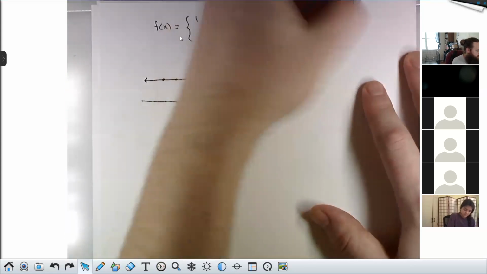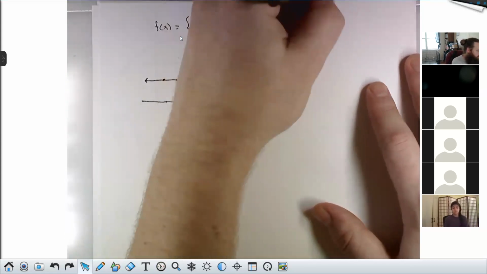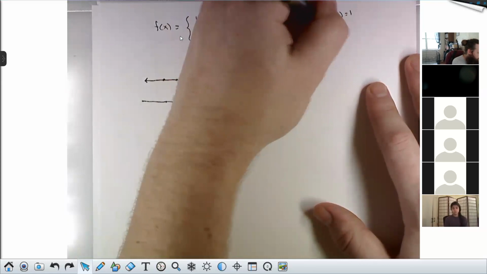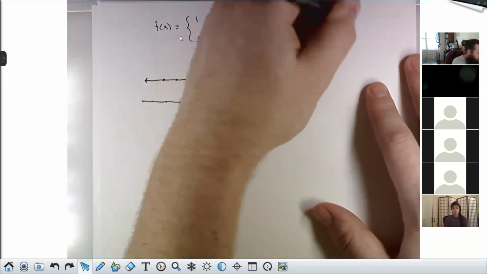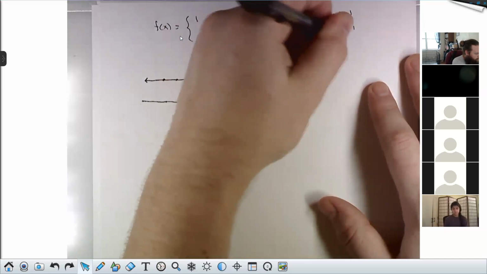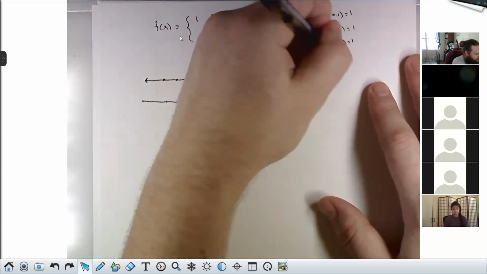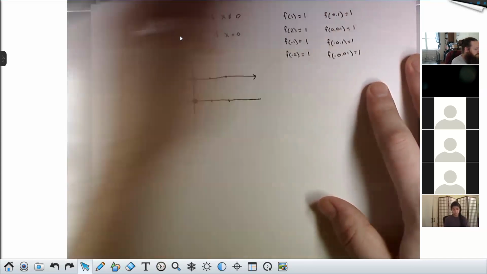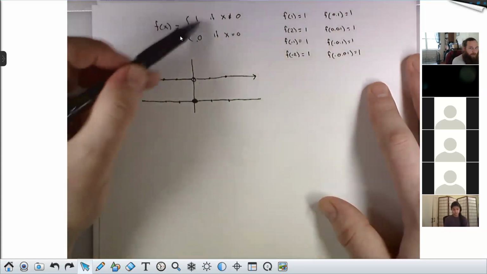But right there at 0, we can go even a little further here. I would say f of 0.1 is equal to 1. F of 0.01 is equal to 1. F of -0.1 is equal to 1. F of -0.01 is equal to 1. Because all of those inputs are not equal to 0, all of their outputs would be 1.